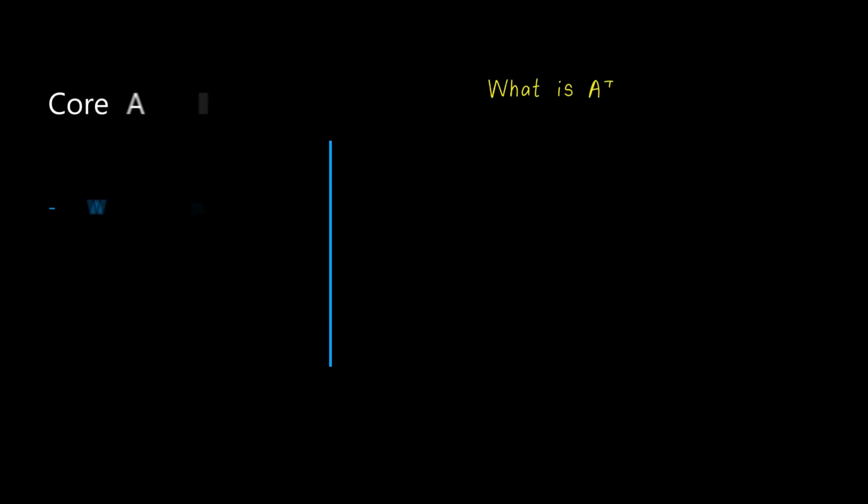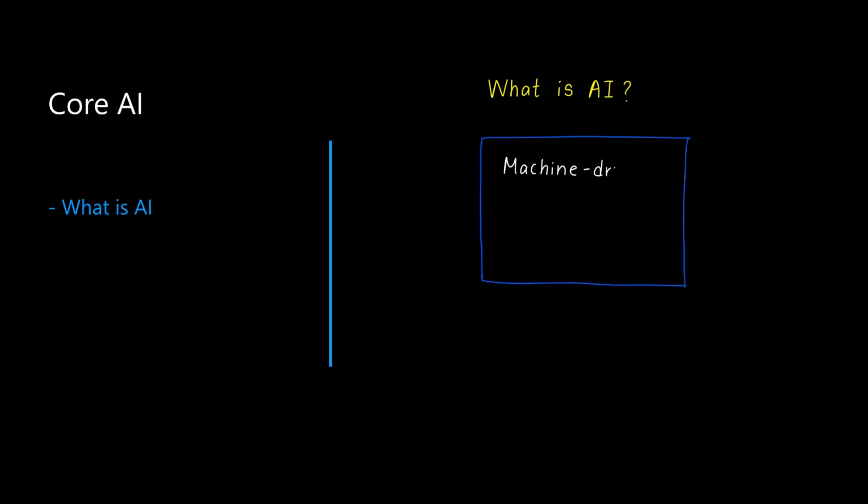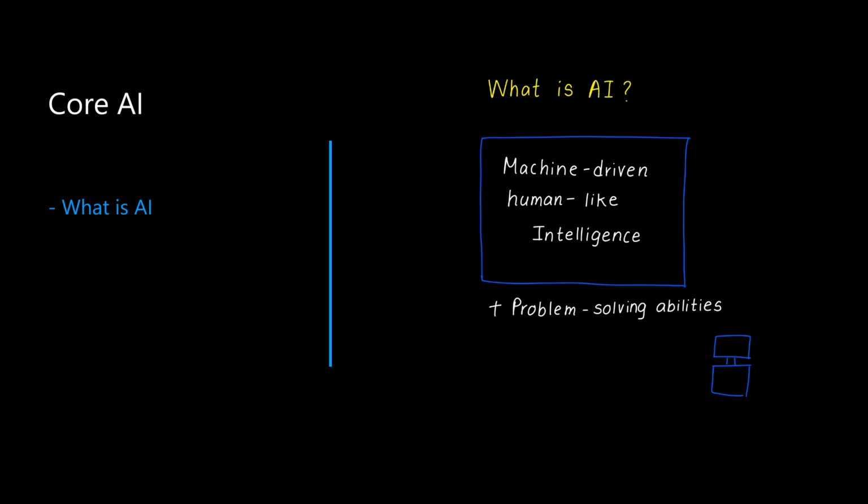So what is artificial intelligence? At its core, AI refers to machine-driven systems that demonstrate human-like intelligence and problem-solving abilities. That sounds simple, but there's real depth here. The exam will test whether you understand the difference between a system that follows rigid rules and one that actually reasons through problems the way a person might.